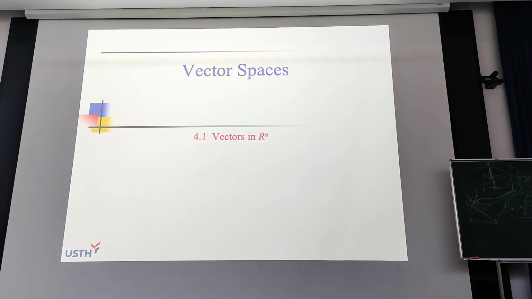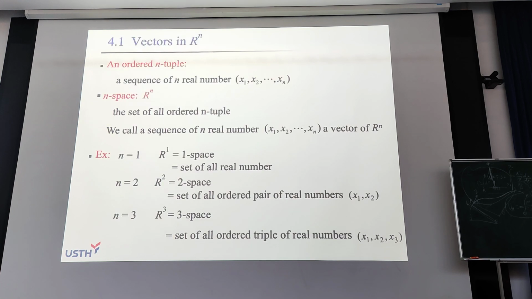Then after that, we begin lecture number 4. Lecture number 4 is about vector spaces. The vector space is here. In high school, we already studied what it is: the geometric vector, an oriented segment of a straight line. But here we try to generalize it.